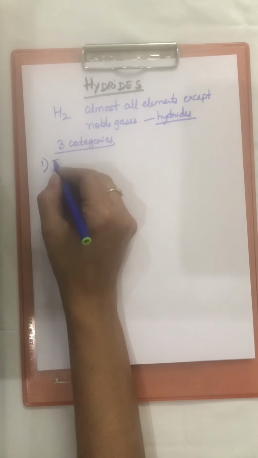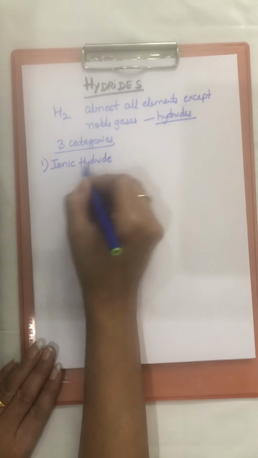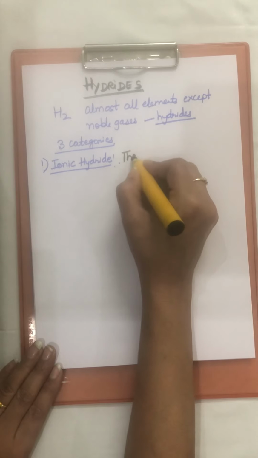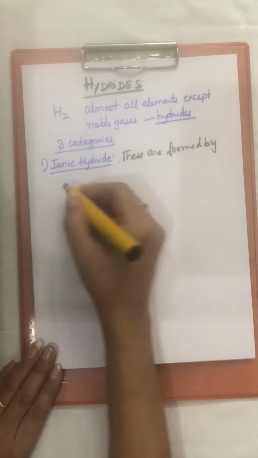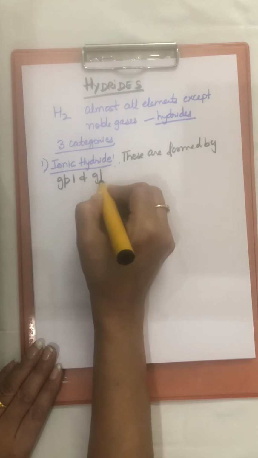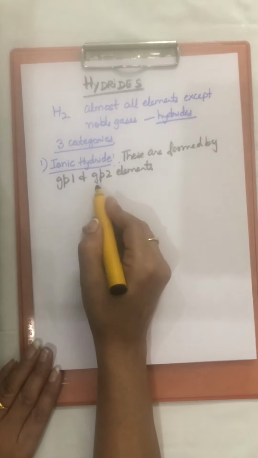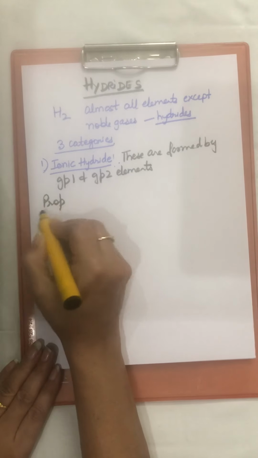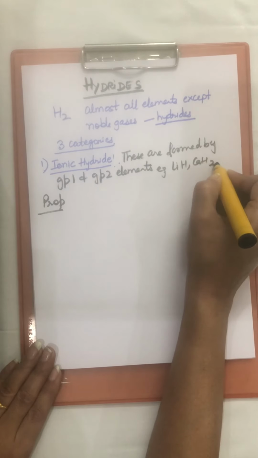The first one is ionic hydrides. These are formed by group 1 and group 2 elements, that is, with alkali metals and alkaline earth metals, which are highly electropositive in nature. Properties of these ionic hydrides; examples I am taking are lithium hydride, calcium hydride, magnesium hydride.